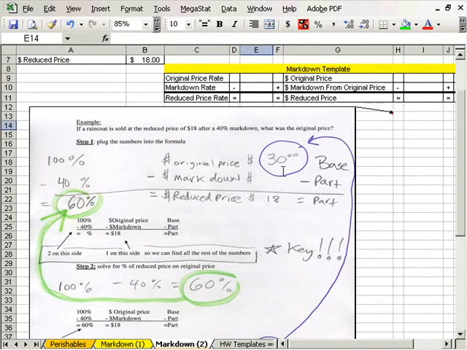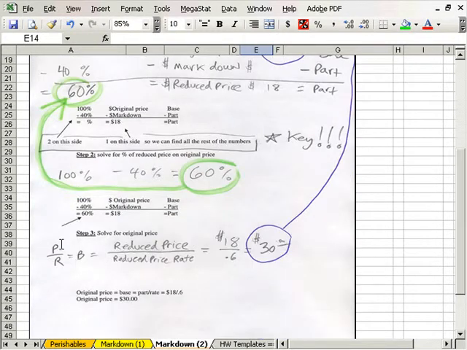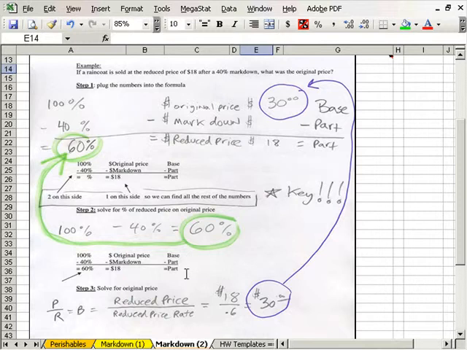We're solving for the original price here. See, if I could only read the reduced price of 18. We have a related part and a related rate, so I simply have to do the division. Part divided by rate equals base. In our case, the part is reduced price, and the rate is reduced price rate. So 18 bucks divided by 0.6, $30. That was the original price.